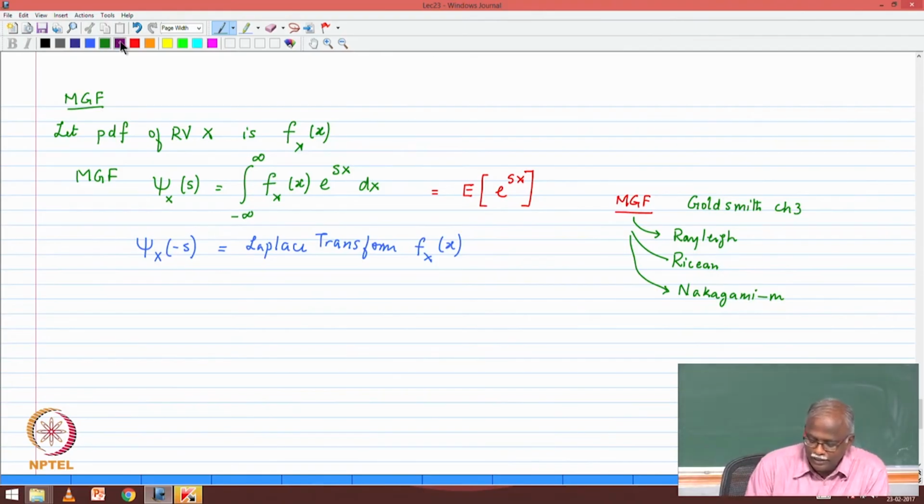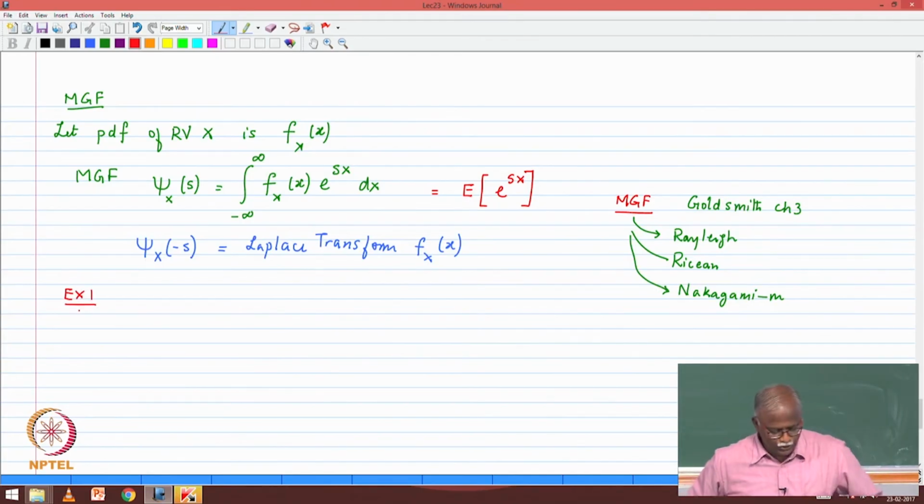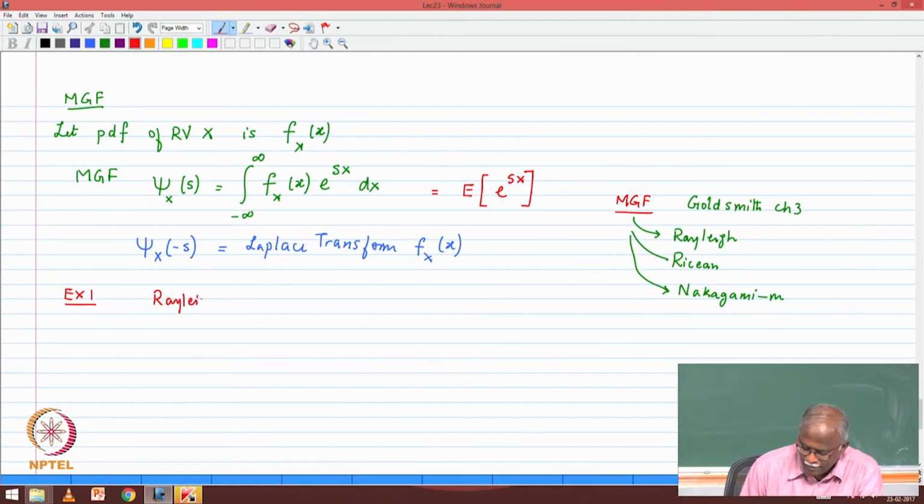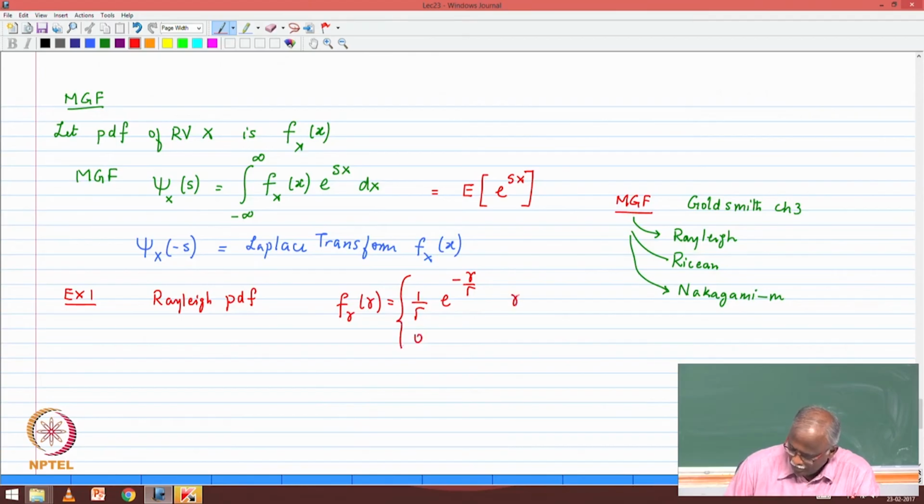But before we even do that, why even bother with the moment generating functions? Let me give you an example and then show you why it is very powerful for us. Okay, so we want to look at the case of the Rayleigh distribution, the Rayleigh PDF. The moment generating function is what we are asked to evaluate. f_gamma(gamma) is given by, this is the PDF of the SNR, (1/gamma-bar) e power minus gamma by gamma-bar, if gamma is greater than or equal to 0, and 0 otherwise.